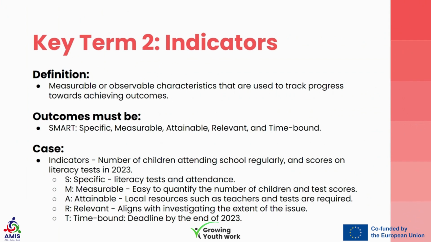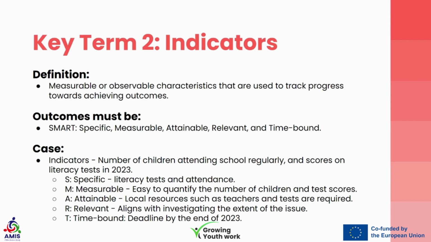S. Indicators should be specific and should target a specific area which needs improvement. M. Indicators should be measurable, meaning that they need to be able to be quantified. A. Indicators should be attainable, in that they need to be realistic and have sufficient resources. R. Indicators should be relevant and align with other project objectives. And finally, T. Indicators should be time-bound, meaning that they need to have a deadline.